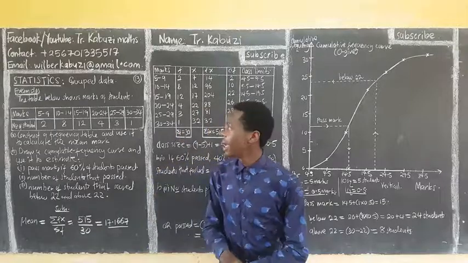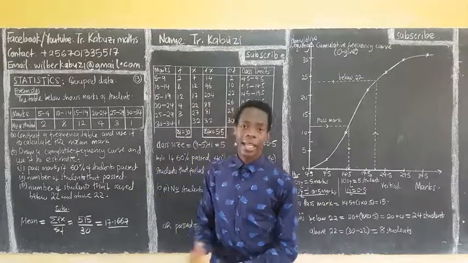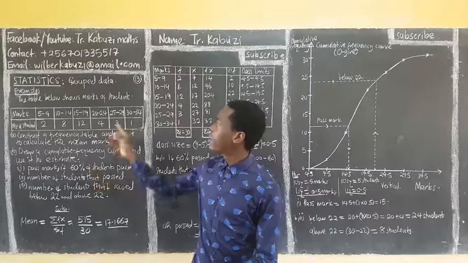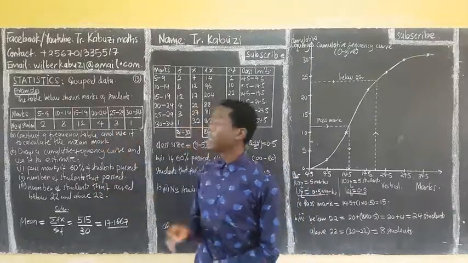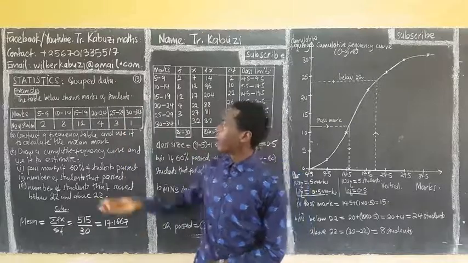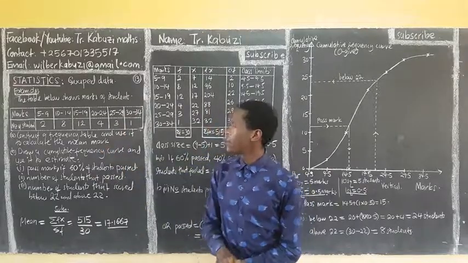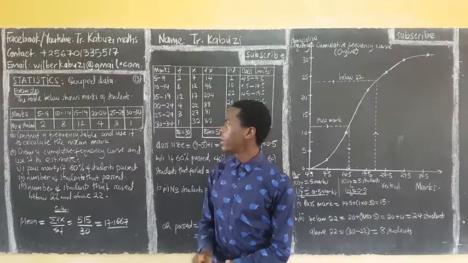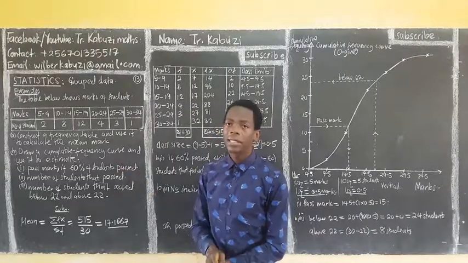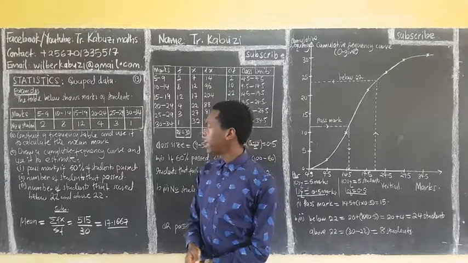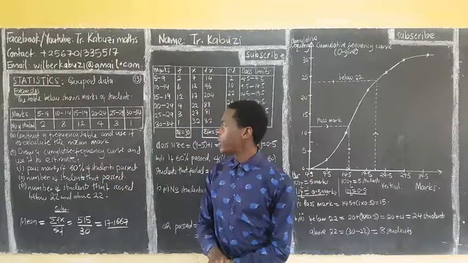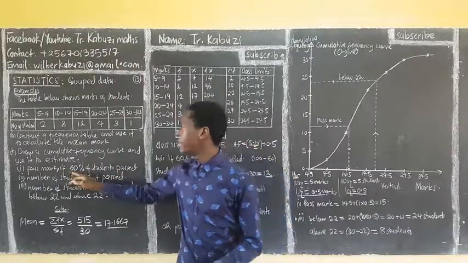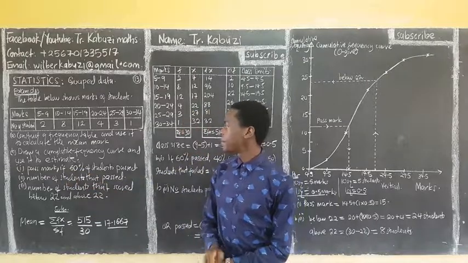Okay, here we have the example we are going to use. The table below shows marks of students. So these were the marks of students in a certain test. Construct a frequency table and use it to calculate the mean mark. So it means that we need the summation fx and then the summation f to get the mean. Part B, draw a cumulative frequency curve and use it to estimate the pass mark if 60% of students passed.